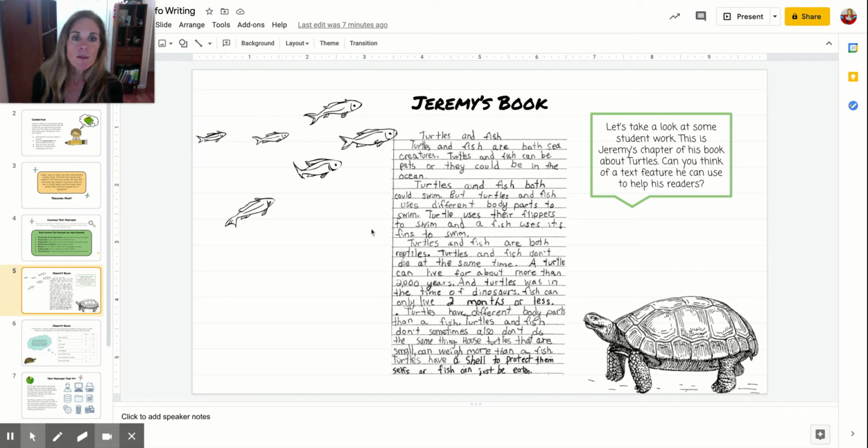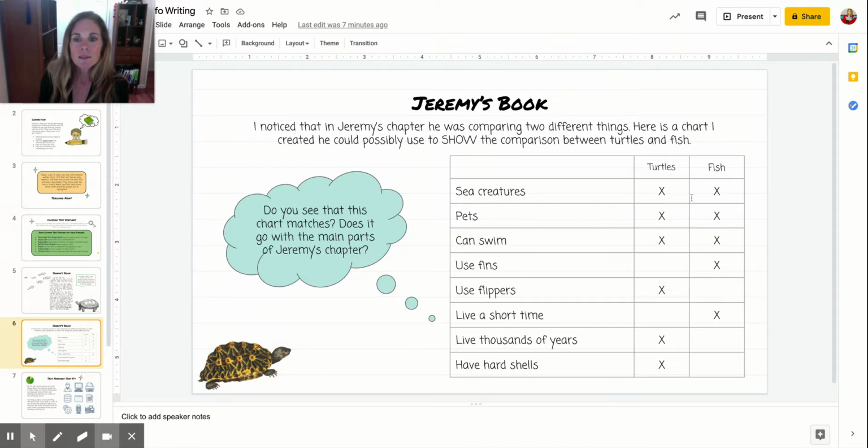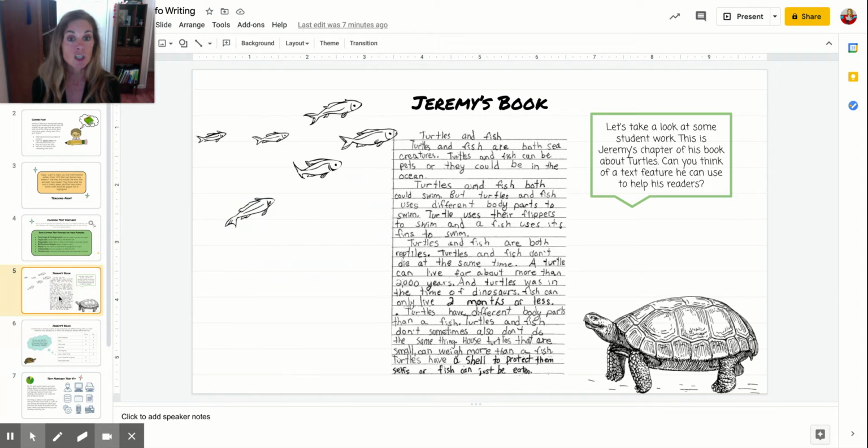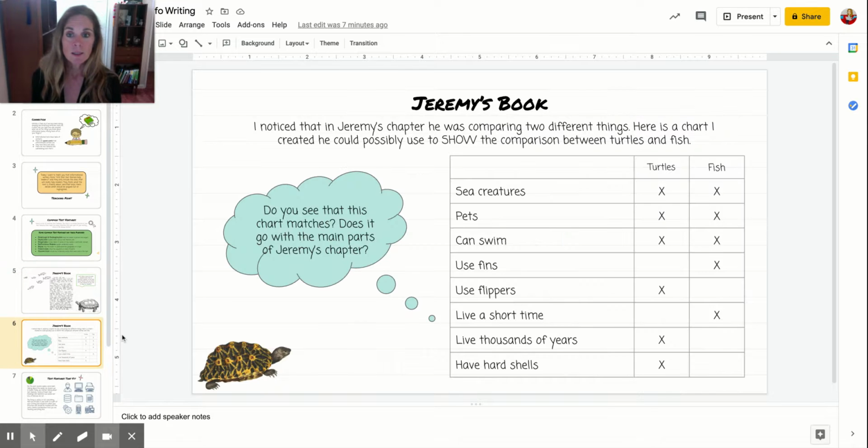Here is an example of a book written by Jeremy. It's actually just one chapter. He wrote a chapter on turtles and fish. I'm going to let you read this chapter on your own and then take a look at slide 6. This is a chart that I made. This is an idea that I had. So what I want you to do is look at Jeremy's writing and think about what could he do? Like maybe he could pop out some words. What would you do to make his writing better? I made a compare and contrast chart, because he was talking about turtles and fish. I made a chart that shows, yes, they're both sea creatures, they're both pets, only fish use fins. You see what I mean? So you could do that too.